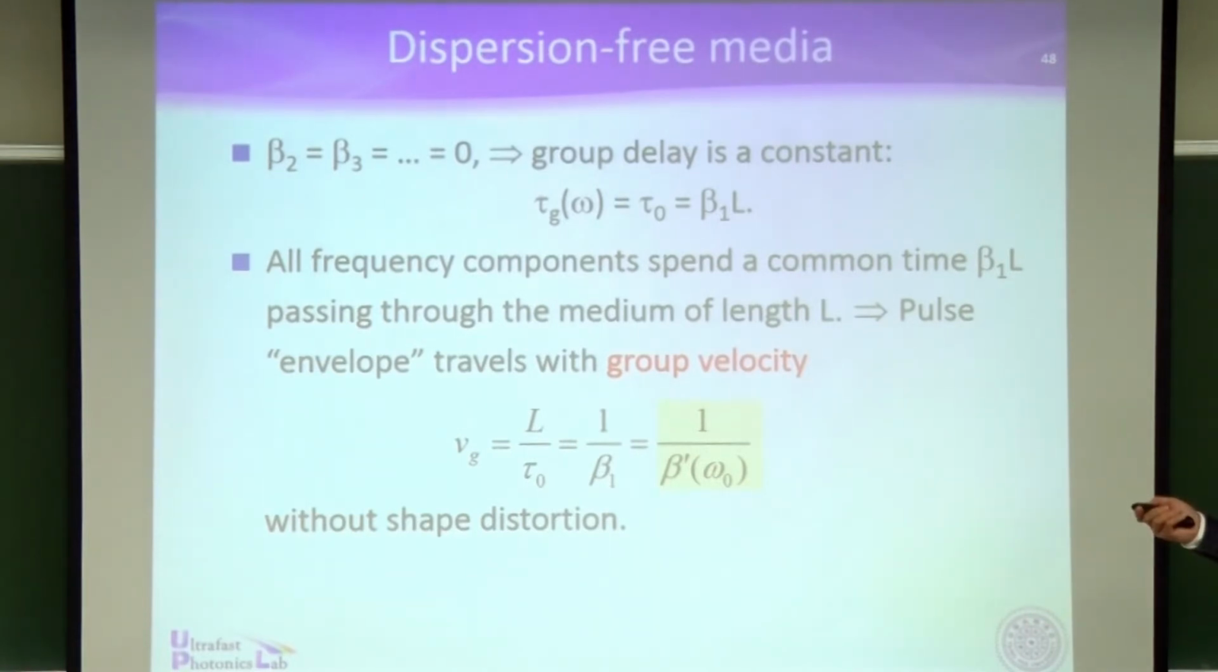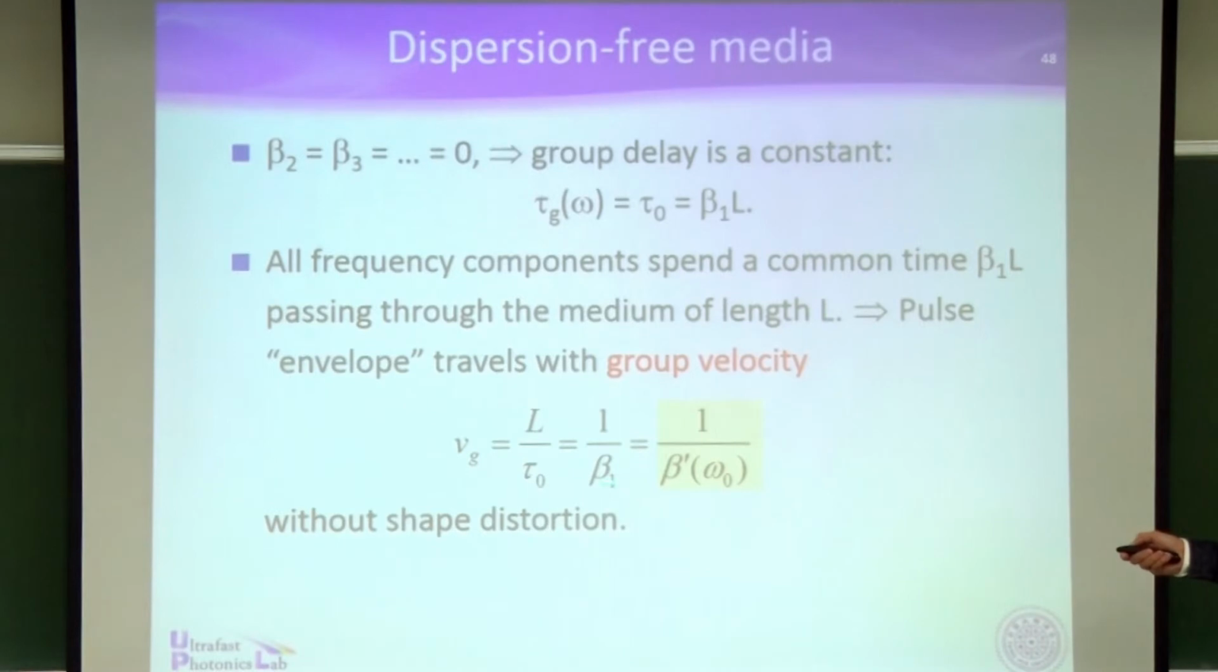So what is the corresponding velocity? Same thing, the propagation distance L over the common time required to pass through, and substitute the common time tau 0 by beta 1 L, and L can cancel with each other. You got 1 over beta 1. Okay, this is your group velocity. The velocity of the pulse envelope, right?